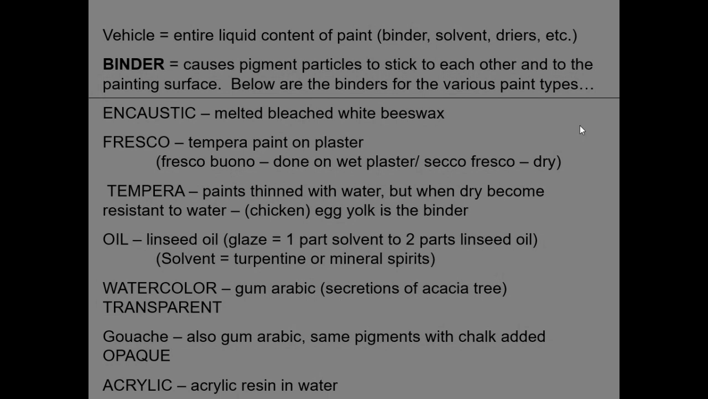Tempera paint, the binder is egg yolk traditionally. Oil paint, the binder is linseed oil. Watercolor, the binder is gum arabic, which is like the sap or secretion from the acacia plant. Gouache is the same as watercolor. The difference is that the watercolor is transparent, gouache has chalk added to make it opaque, and the binder in acrylic is acrylic resin.